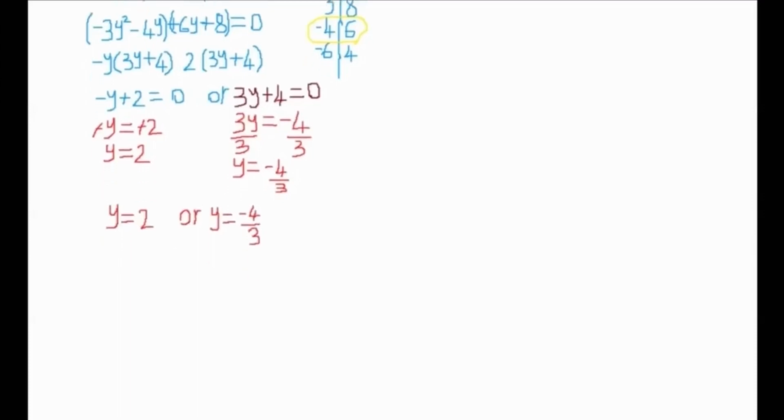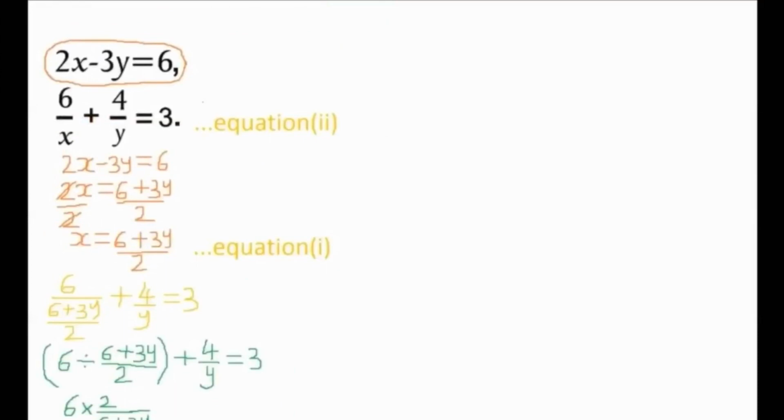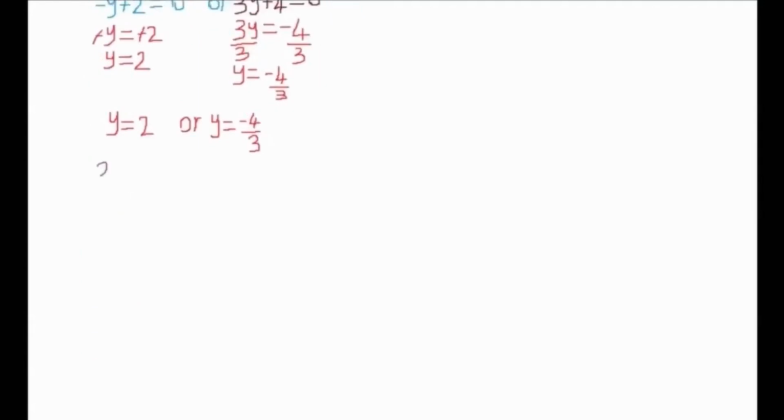Now let's find the value of x. We should now try to substitute the y into the equation. You should choose any equation you want. In this video, we chose the first equation. Now let's try to substitute into the equation, which is 2x minus 3y is equal to 6. Now let's try to put the value of y in the equation.